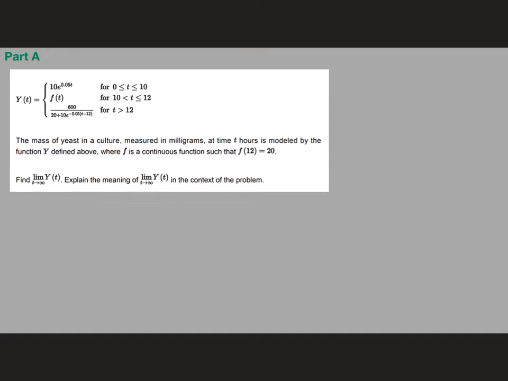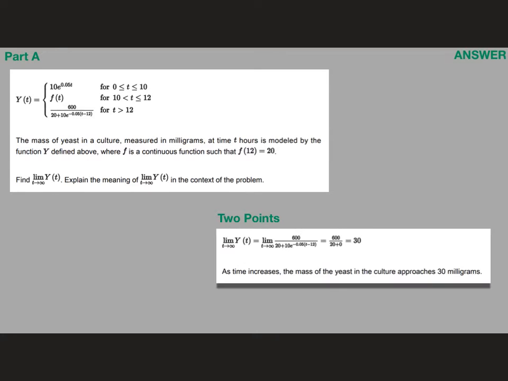The first question asked you to find the limit as t approaches infinity and to explain the limit in the context of the problem. Most people did okay with this. We just need to do a little bit of fine tuning. The answer has 2 steps. The first, you must show the limit notation, and you should get 30. When you take the exponent and make it very large, the negative in front of it causes it to be 0, which means you're left with 600 divided by 20.